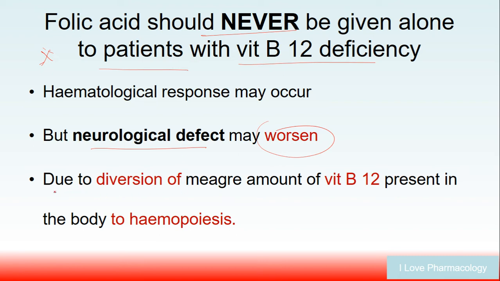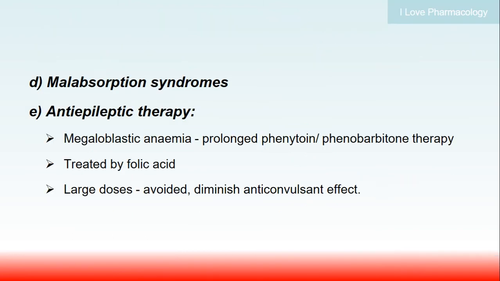In such cases, the small amount of vitamin B12 which is present will be diverted for hematopoiesis, so the myelination process will suffer. It can also be used in case of malabsorption syndrome, and in case of anti-epileptic therapy you may need to give folic acid supplementation, because these anti-epileptic drugs can lead to folic acid deficiency. It can cause megaloblastic anemia due to prolonged phenytoin or phenobarbital therapy.